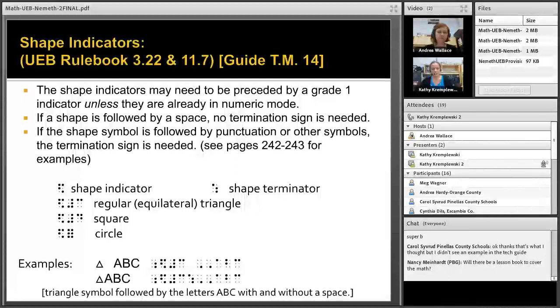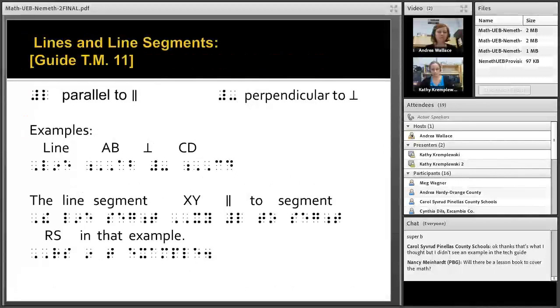Then in the other example, triangle ABC all run together. In this instance, you still start with the grade 1 symbol indicator. You've got the number sign 3, but then you do need that terminator before you go into the capital signs and ABC. Okay. Any questions about that? No? Okay.